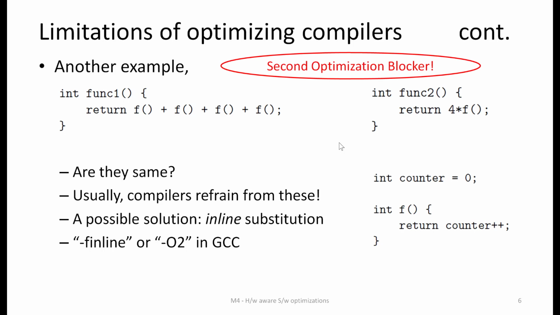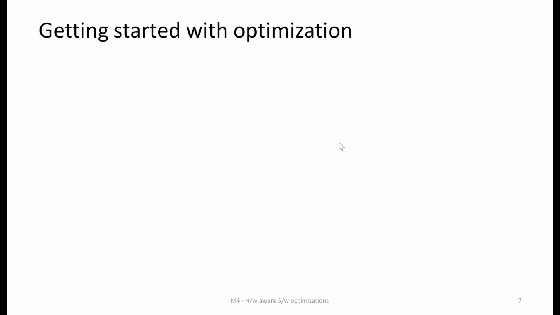So this is the second optimization blocker. The compiler cannot upfront decide on the role of the procedure and what all other variables it might impact. So again, the compilers will be very conservative and they do not optimize any function calls. With that quick understanding of the limitations of the current compilers, let's look at what optimizations are possible from our end as programmers.